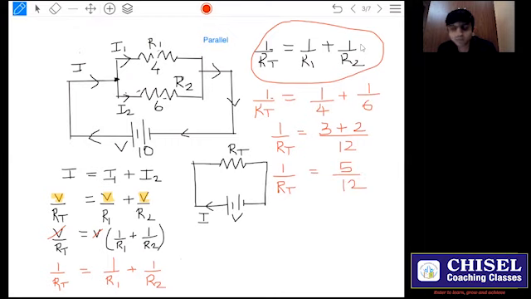Now a very important point over here. After this, everyone makes a mistake that they keep the answer over here. It is not that. If I want to calculate the RT, I will have to inverse this value. So it is nothing but 12 by 5, which is nothing but equals to 2.4. This is the value of RT. That is 2.4 ohms.